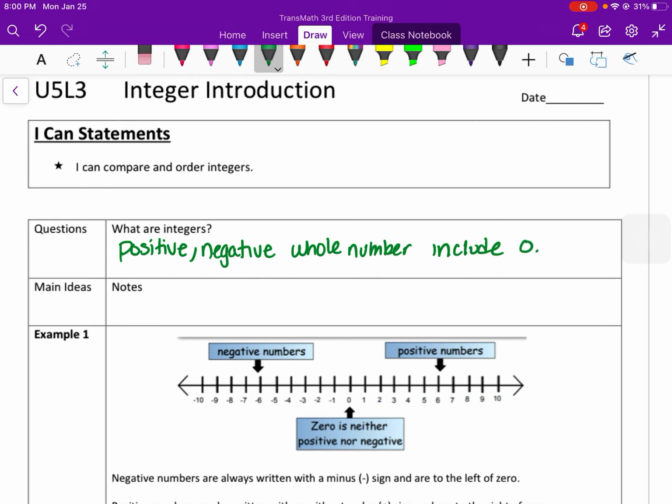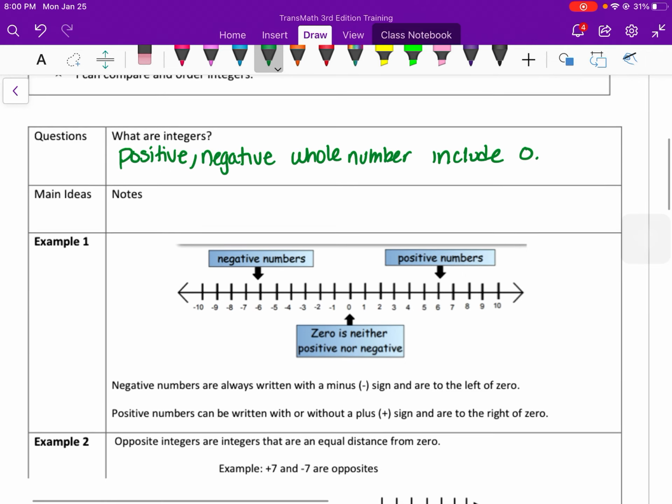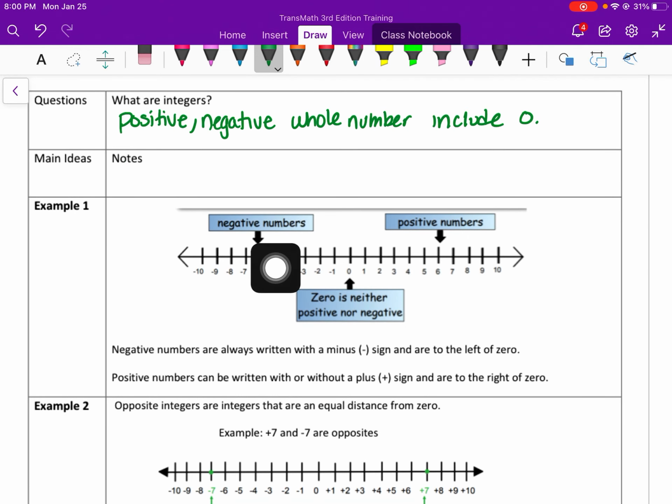So when I talk about the group of integers, it's all the numbers to the left of 0, all the numbers to the right of 0, and then 0 as well. So to the left of 0, we call those negative numbers. To the right of 0, we call those positive numbers. 0 is neither positive nor negative. It has no sign. Negative numbers are always written with a minus sign and are to the left of 0. Positive numbers can be written with or without a plus sign and are to the right of 0.